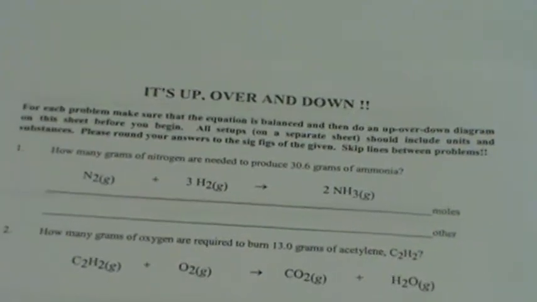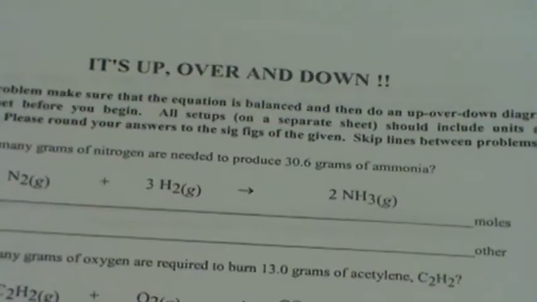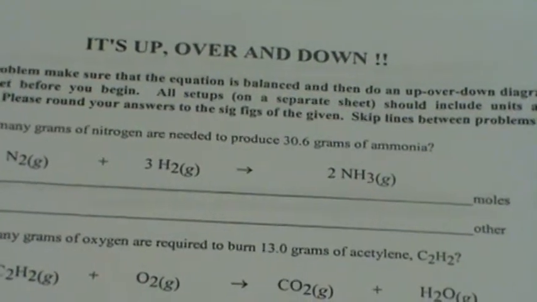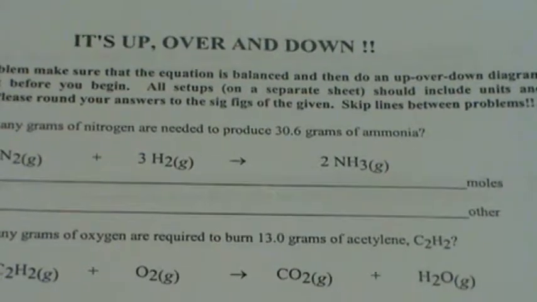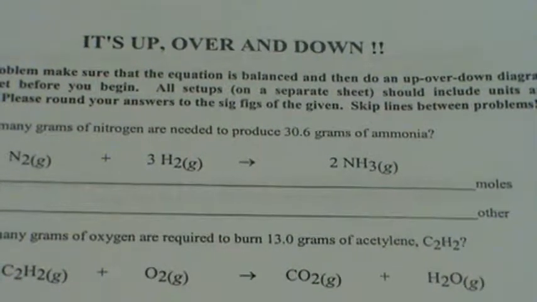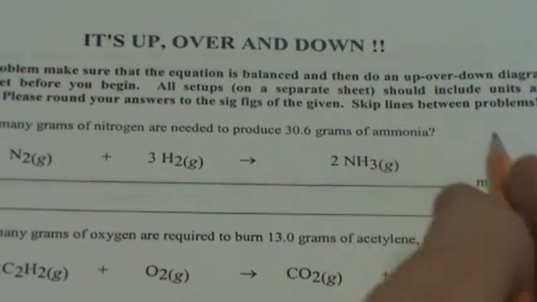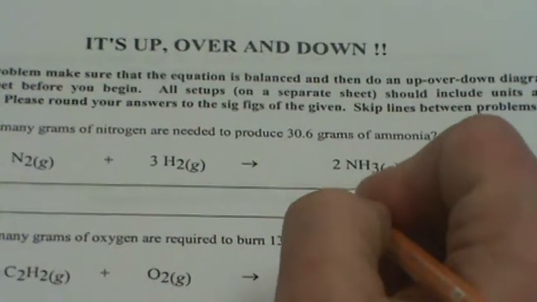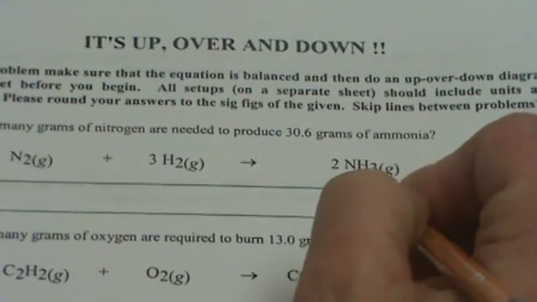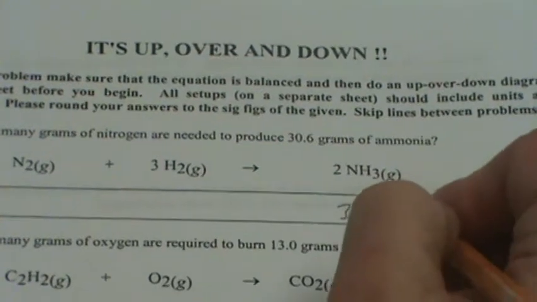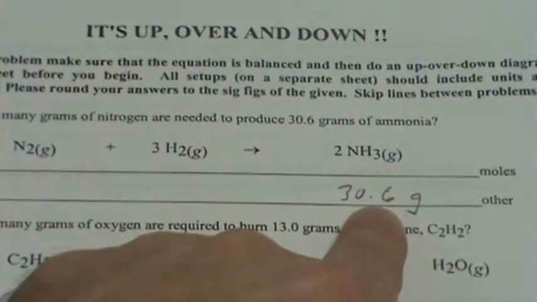So the balanced equation, I'm going to zoom in on it just so you can see. I'm going to write some stuff underneath this. Make sure you can see that. You have it in front of you anyways. It's number one. So first is the given. The given is 30.6 grams of ammonia. Ammonia's over here on the product side. I'm going to write it under other because grams is other. It's not moles. It's given in grams.